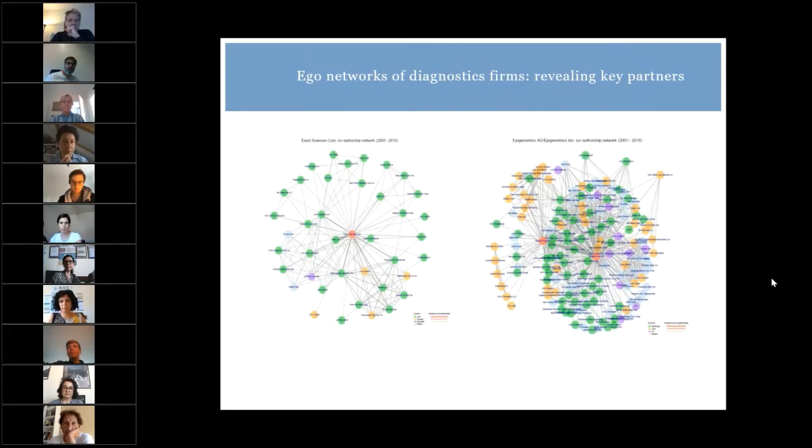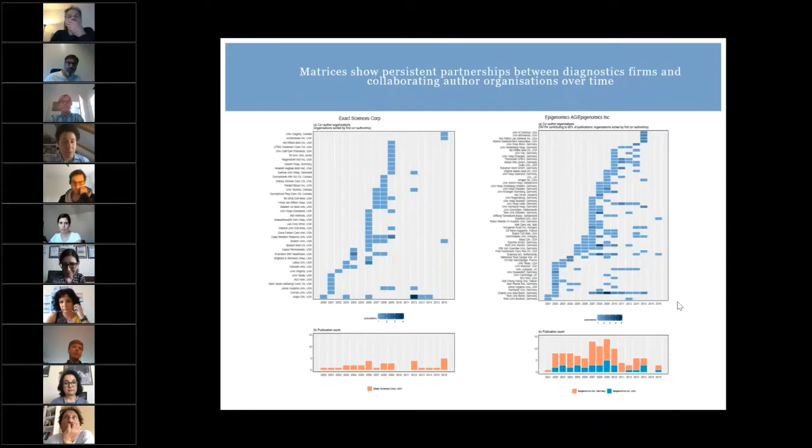publishing activities. So you can see there on the right that Epigenomics has this sort of almost dual structure. They have many publications with a collaborating network in Europe, but they also have a network of collaborators in the US as well, which you can see with the two networks they have. Exact Sciences on the left has a network which is more sparse. If we go to the next slide, the different colors are representing collaboration with different countries, by the way.